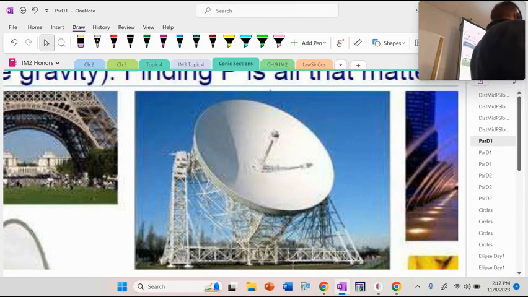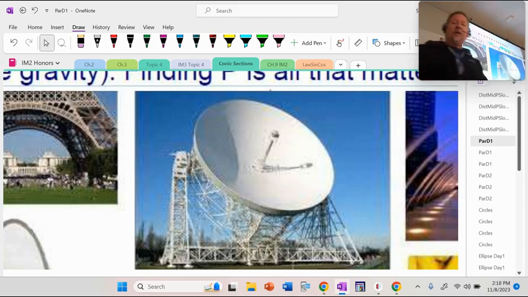You know what a dish does? The signal comes in and hits right at that receptor. Do you know where that receptor is located, by the way? It's located at a place that starts with an F, and you just learned the word today: focus. This is why we're covering this stuff.